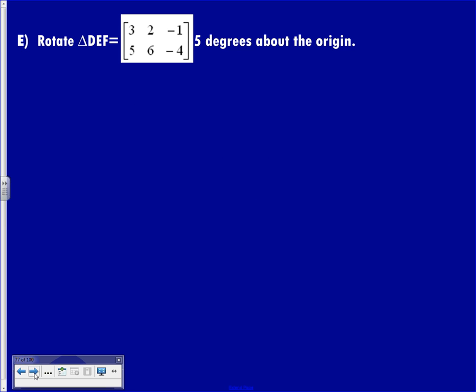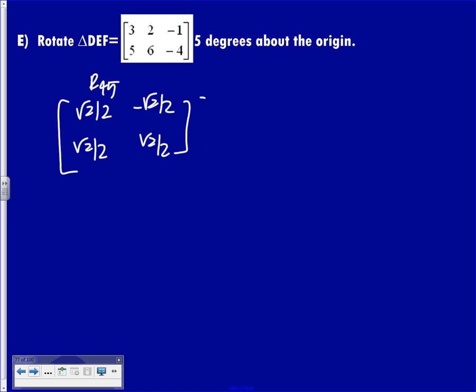Example E wants to take an entire triangle and go around 45 degrees, is what that should say, around the origin. So 45 degrees is the first matrix I'm going to write down, which is the square root of 2 over 2, square root of 2 over 2, opposite square root of 2 over 2, positive square root of 2 over 2. Now I want to multiply it by that triangle, so that goes 3, 2, negative 1, and then 5, 6, negative 4.